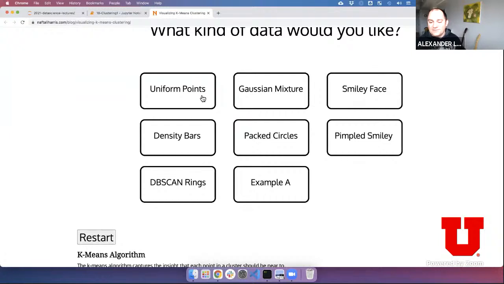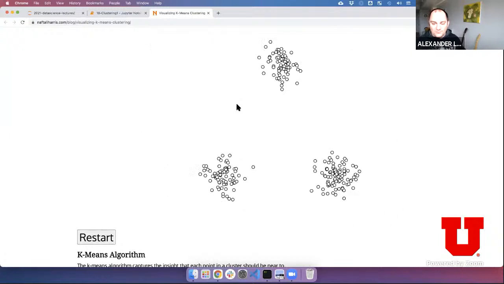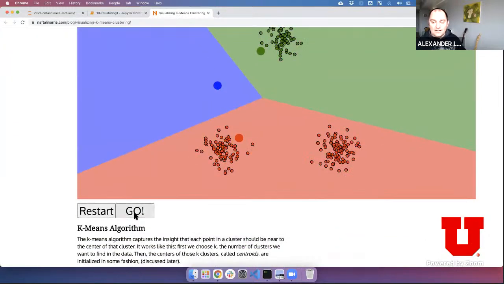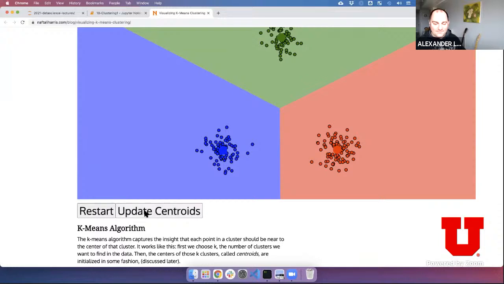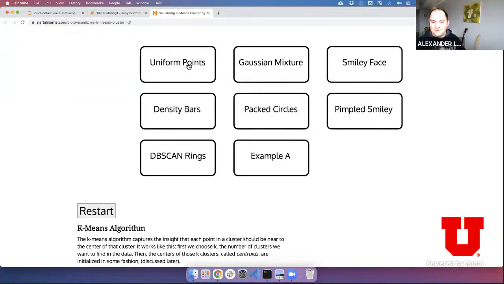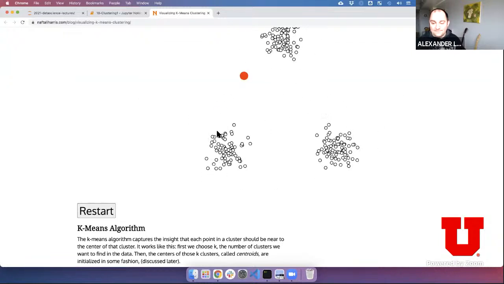Okay, so now let's try to make it a little bit harder. Let's do this. And now you can see that all of these points here are assigned to the red one, and then we've updated it, and now I'm reassigning the points and updating it, and it looks like I'm actually getting a good solution here. Okay. Let's restart it, and I'll pick again, and let's do this.